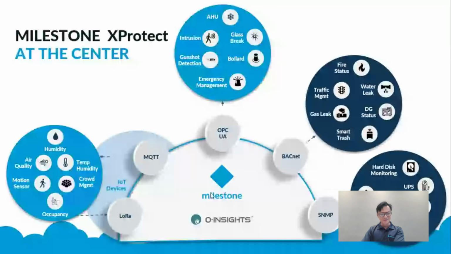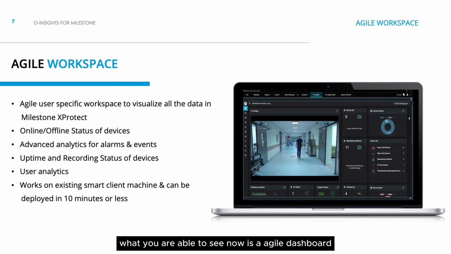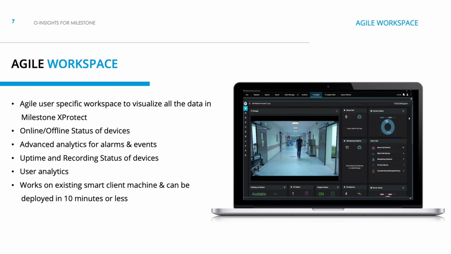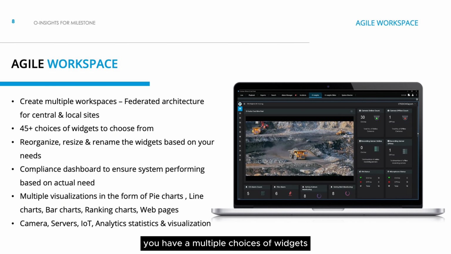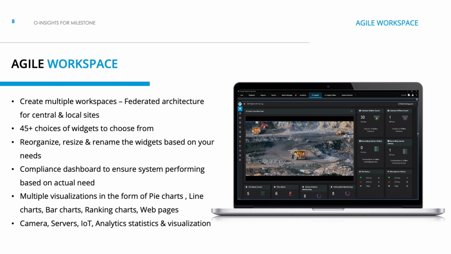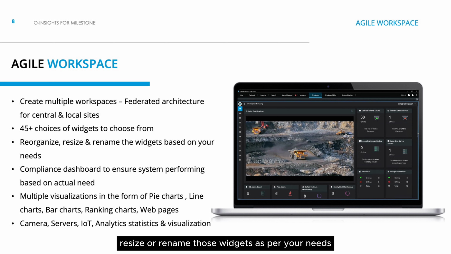Thank you. What you are able to see now is the Agile dashboard. With the Agile dashboard, you can view online and offline status and have advanced analytics of alarms and events. You have multiple choices of widgets. We support 45 plus widgets. You can reorganize, resize, or rename those widgets as per your needs.